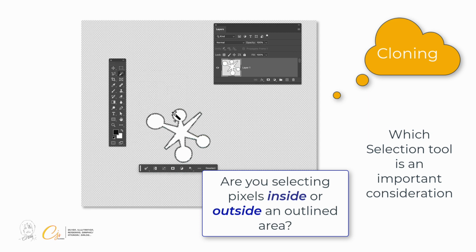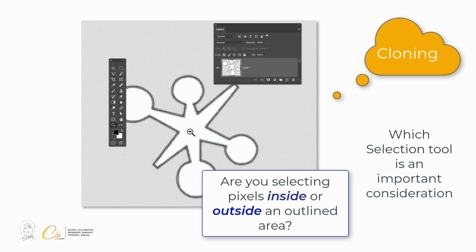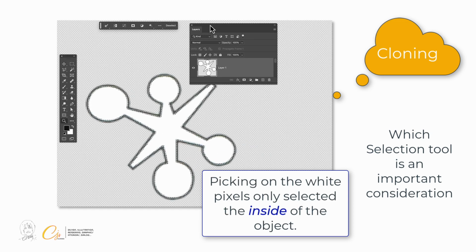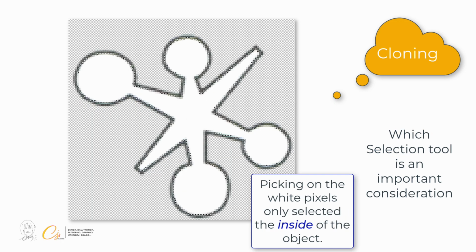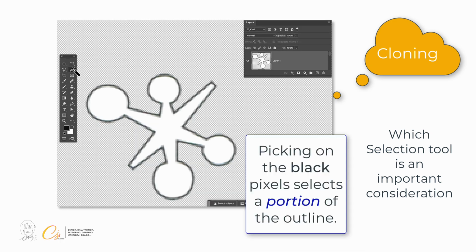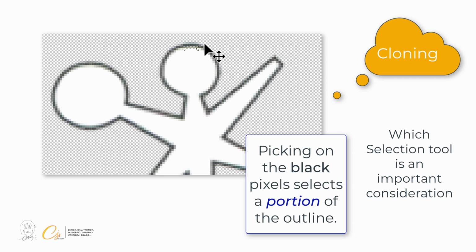If you use the magic wand tool, you may not be able to select the entire outline of the jacks. For example, if you pick inside the jacks, you will only be able to select the white pixels. Alternatively, if you pick on the black outline only, you may not be able to select the entire outline.